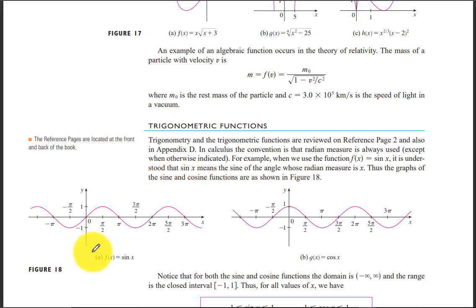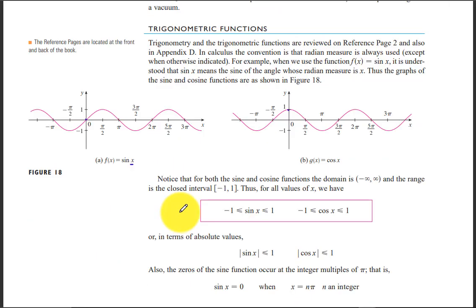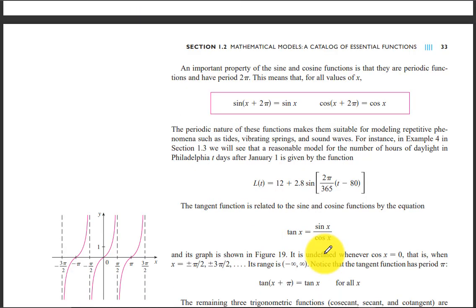So here is the sine. Remember that the sine of 0 is 0, so it goes through here. Whereas the cosine of 0 is 1, so that goes through here. This is the cosine, this is the sine. And of course, the height of the sine never goes above 1 and never goes below -1. Same thing with cosine. So we can say the sine is always between -1 and 1, as is the cosine. And we can write these two using absolute value like this. Okay, and we have the tangent function.